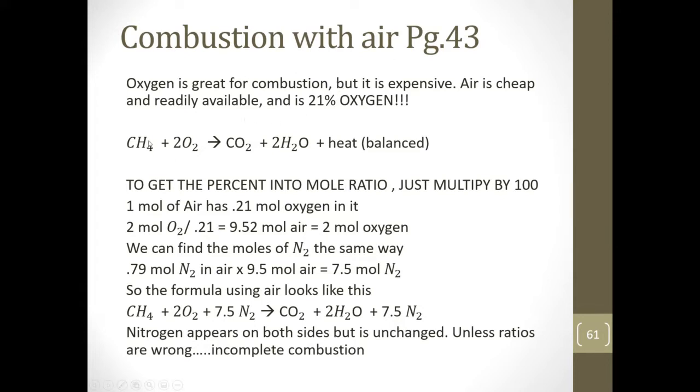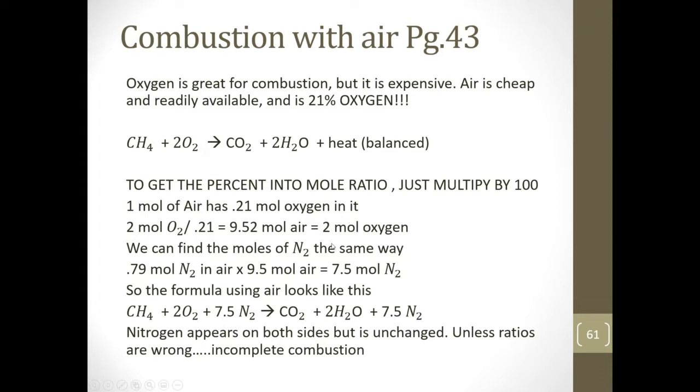So what are we trying to do here? Methane plus oxygen yields carbon dioxide plus water. So in order to get percent into the mole ratio, we have to multiply by 100. So one mole of air, for example, as we know, has 20.9 or 21% oxygen in it, or 0.21. So if we have 2 moles of it times 0.21 times our 4.76 gives us our 9.52. Okay, so 9.52 moles of air is the equivalent of 2 moles of oxygen.